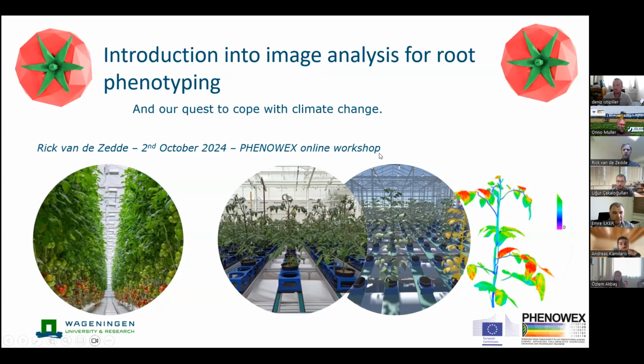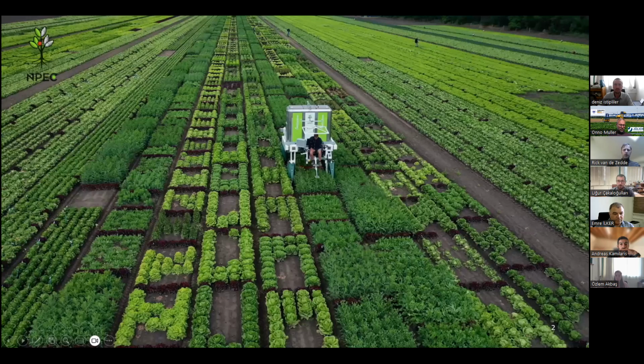Just to introduce myself, but on one slide. So it's all about high throughput phenotyping. That's quite a popular term, I think, these days. And I would like to illustrate it with this picture. So it is a field filled with lettuce plants. You can see many plots. Each plot is a different variety. This is a breeding location, so another food production location.